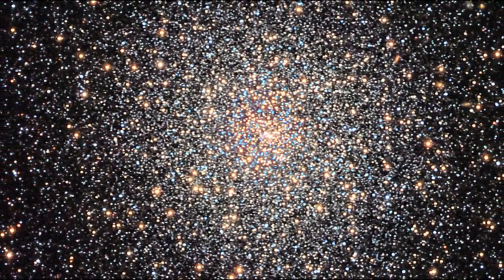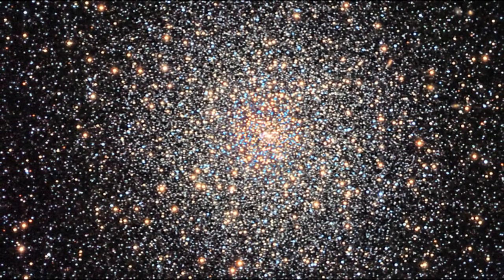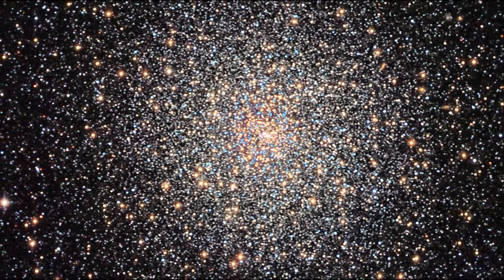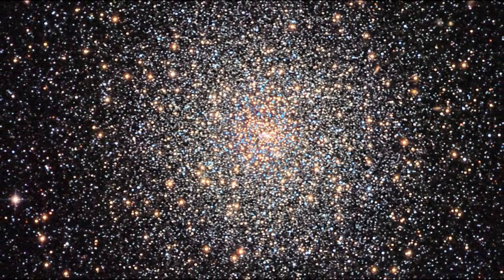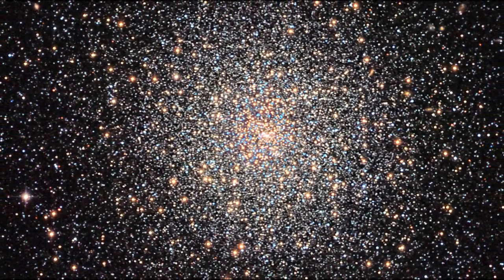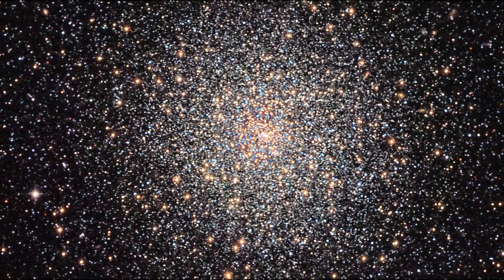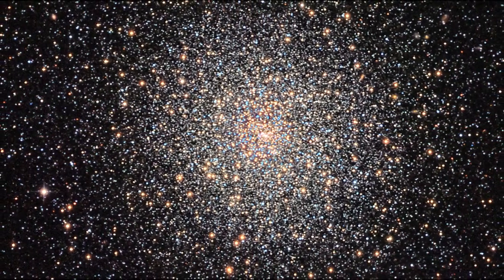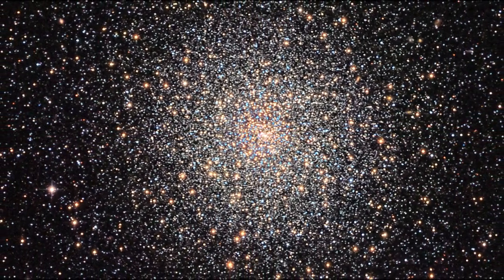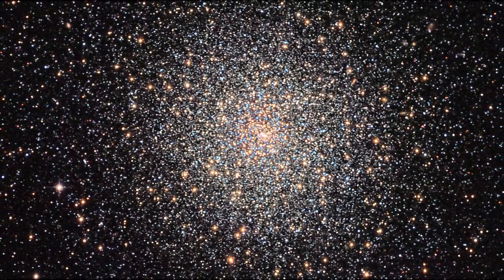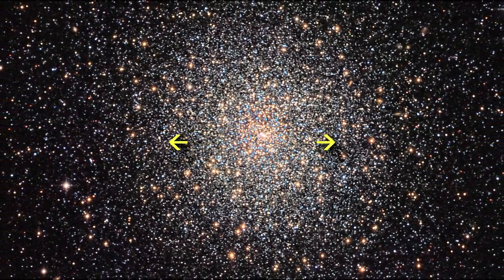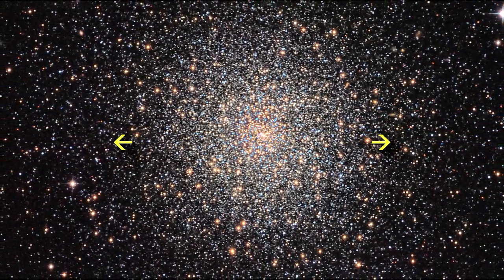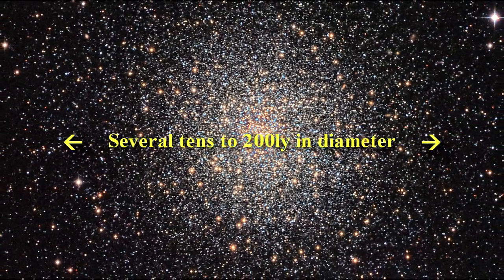Globular clusters are among the oldest radiant objects in the universe. They are regarded as fossil records of the earliest epochs of galaxy formation, including that of our own Milky Way galaxy. They are impressive, gravitationally bound concentrations of thousands to hundreds of thousands and even millions of stars, spread over a relatively small volume of several tens to about 200 light years in diameter.